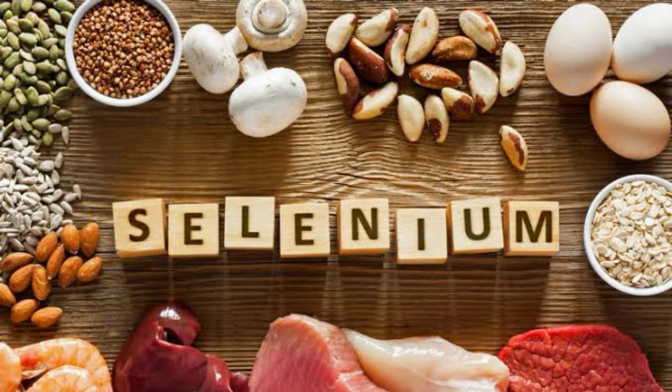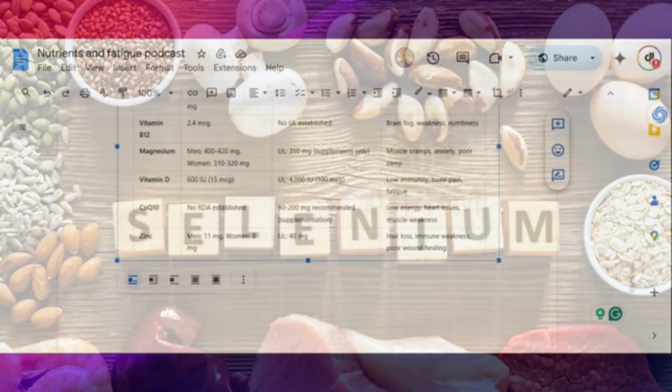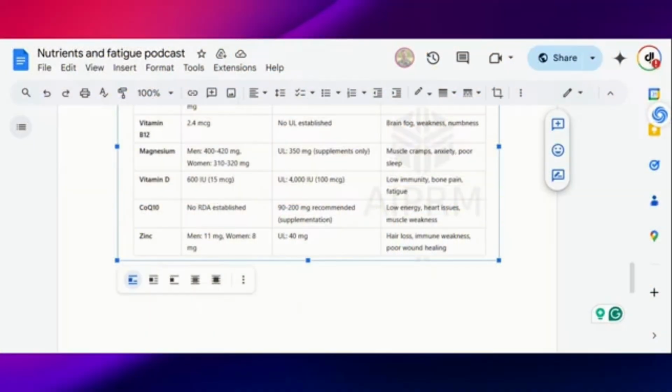And we'll throw selenium on there. Selenium is really important for your hair, for your thyroid antibodies, for your liver, for recycling glutathione. And we need 200 to 400 micrograms of selenium a day, ideally in a selenomethionine or selenium bisglycinate form.